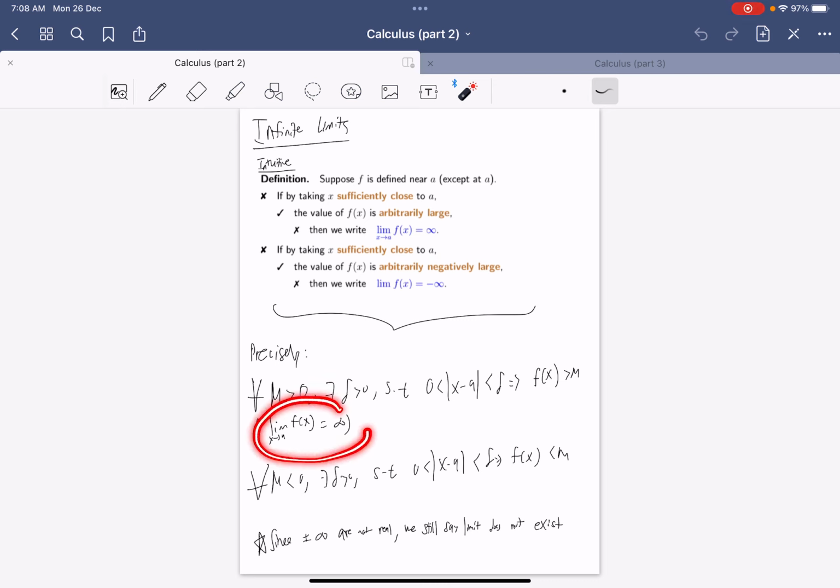And this means that the limit of f(x) as x approaches a is infinity. Similarly, if m is less than 0, then we say the limit is negative infinity. But because infinity is not a real number, we still say that the limit does not exist. This gives us a way to show that the limit does not exist, by proving that the limit is either infinite or negatively infinite.